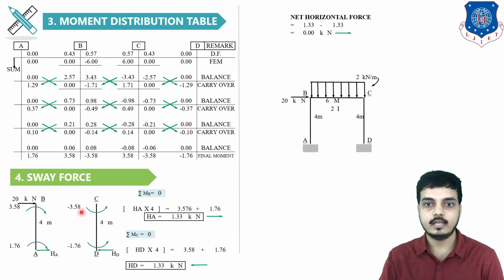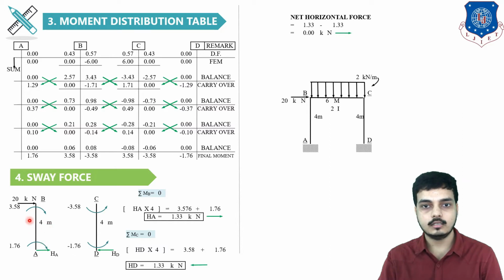For the sway force, we have taken the columns outside: A to B, A to B, C to D and C to D. Now here the horizontal load of 20 kilonewton is mentioned in the given figure. So we have kept 20 kilonewton as it is. Now for the CD span no loading is given, so we didn't keep any load.